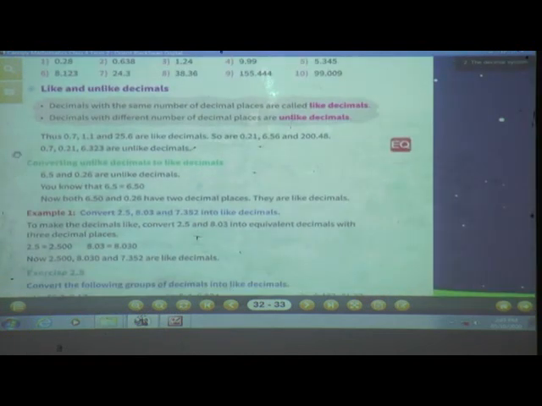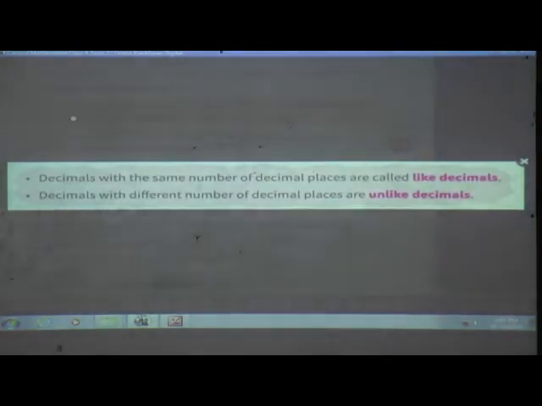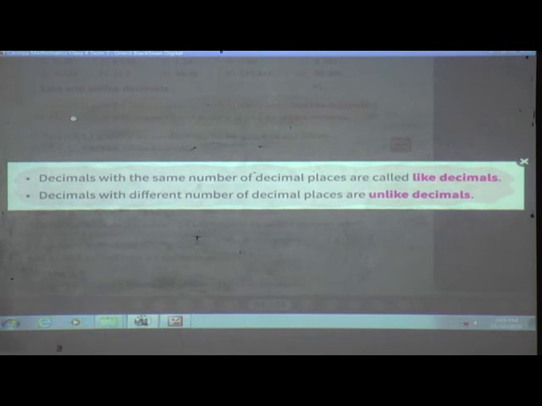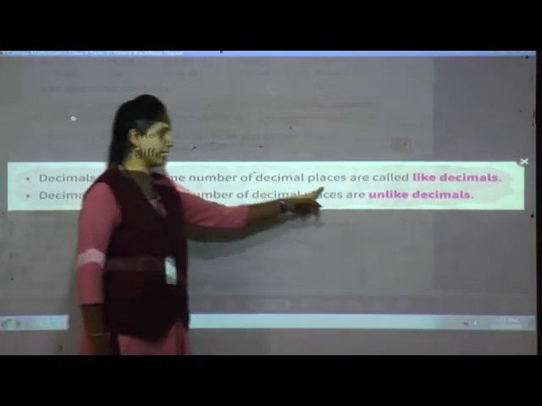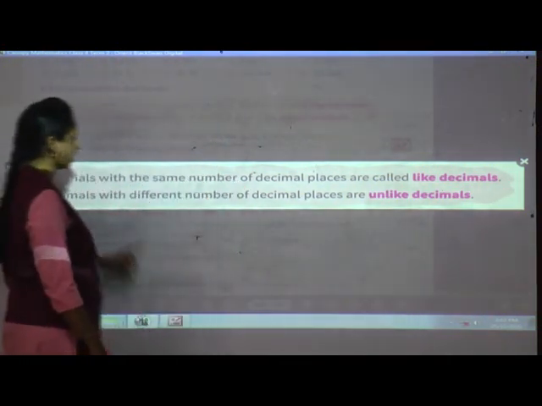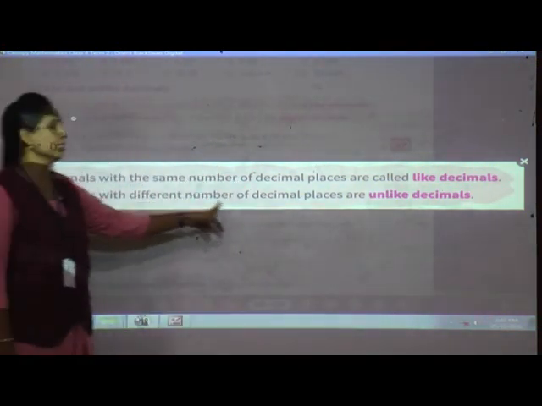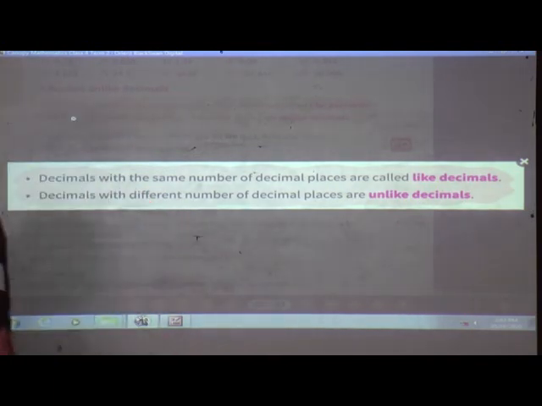Now we are going to study about like and unlike decimals. Now what is like and unlike decimals, students? Decimals with the same number of decimal places are called like decimals, and decimals with different numbers of decimal places are unlike decimals. I'll repeat once again. Decimals with the same number of decimal places are called like decimals, and decimals with different numbers of decimal places are unlike decimals.